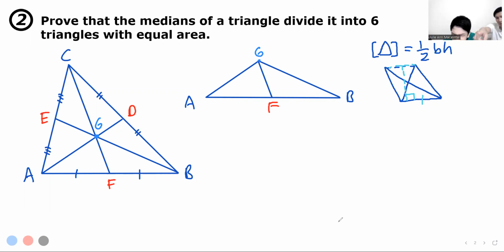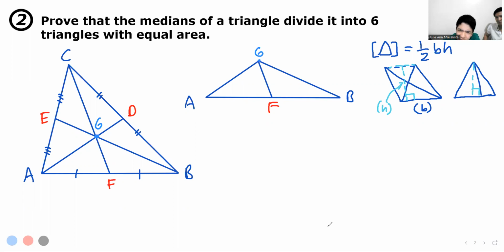With the bracket, that's the base. This is the height. Same base, same height, so they will have equal area. If two triangles start from the same vertex, then obviously their height is the same.